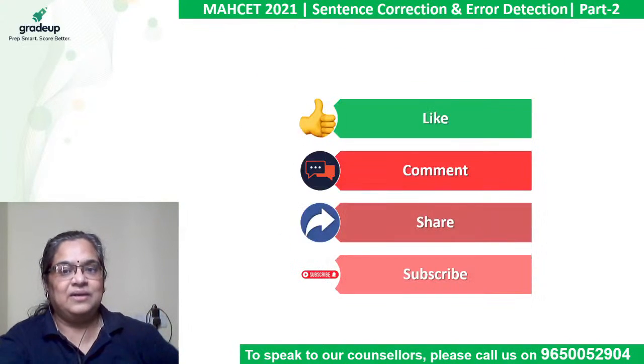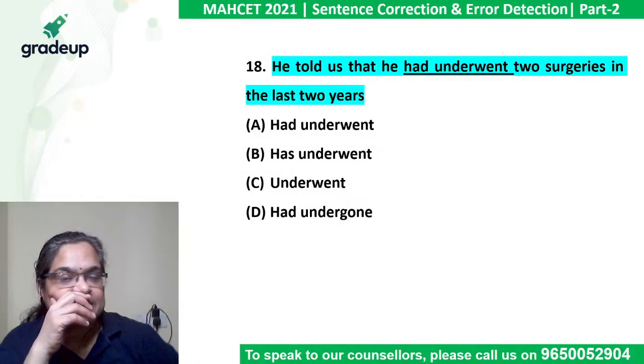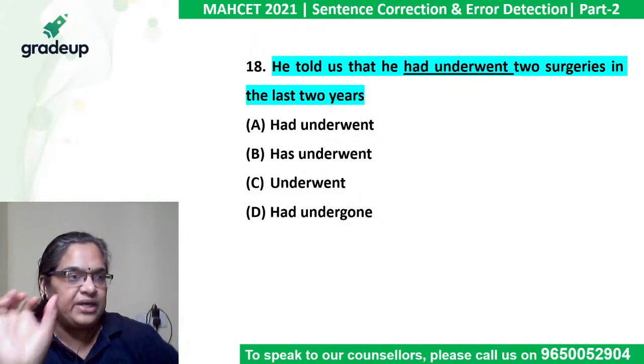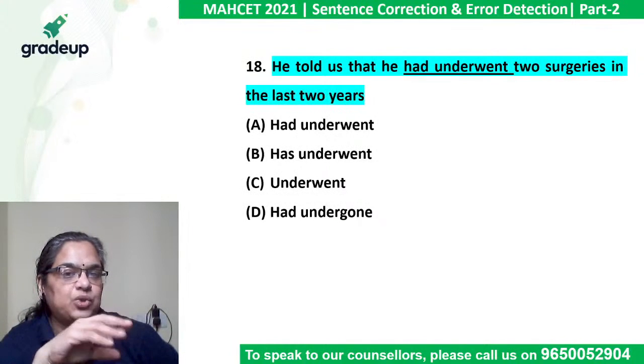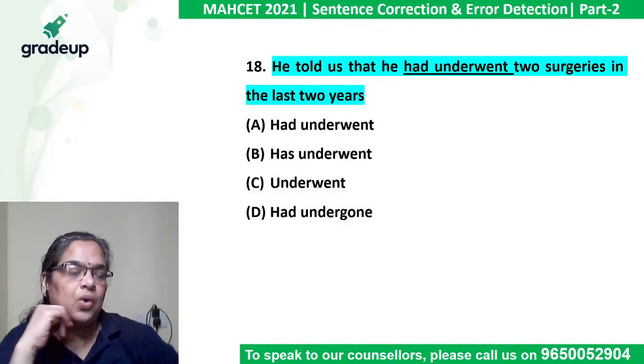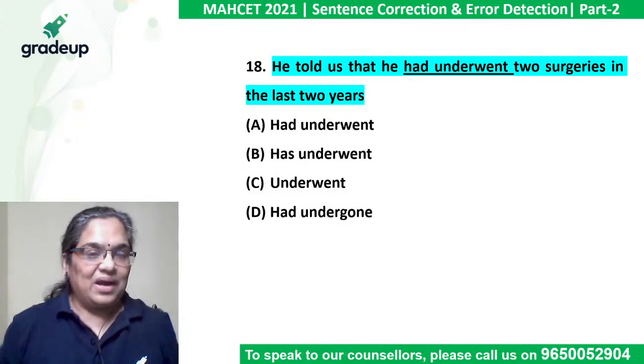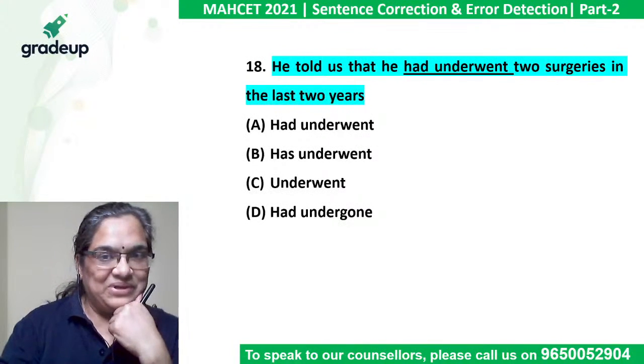All right. 18. He told us that he had underwent 2 surgeries in the last 2 years. Only had underwent is underlined. So what will you say? He told us that he what? Had underwent, underwent or had undergone. Kya hoga? Quickly, question 18. I'm overshooting the time. Okay.